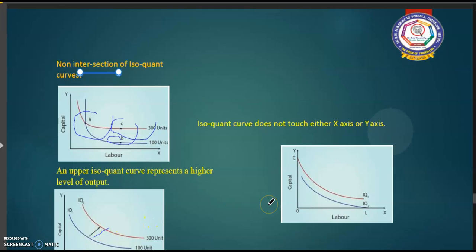Now here isoquant curve does not touch either x-axis or y-axis. So no isoquant curve touches the x-axis or y-axis because in IQ1 only capital is used and in IQ2 only labor is used. So these isoquant curves do not touch either x-axis or y-axis.